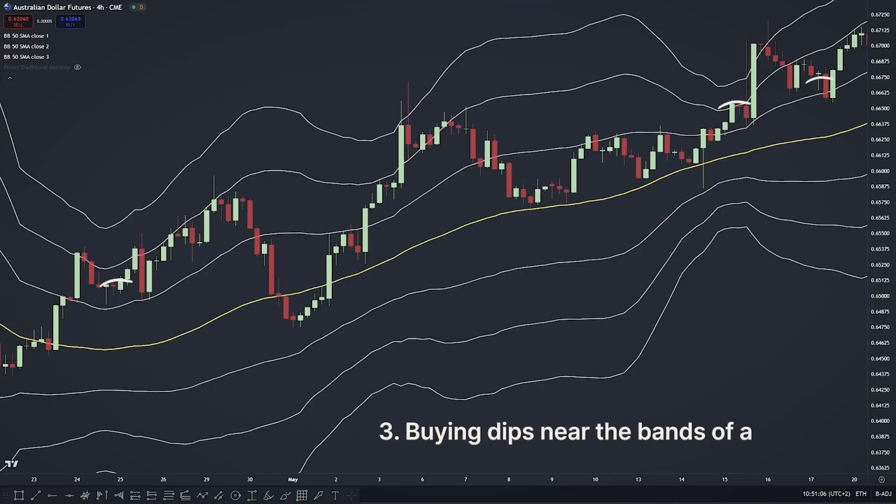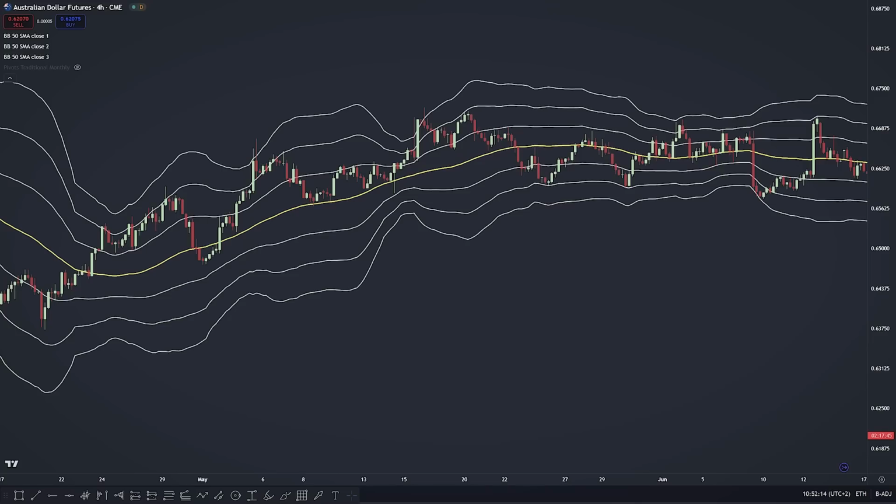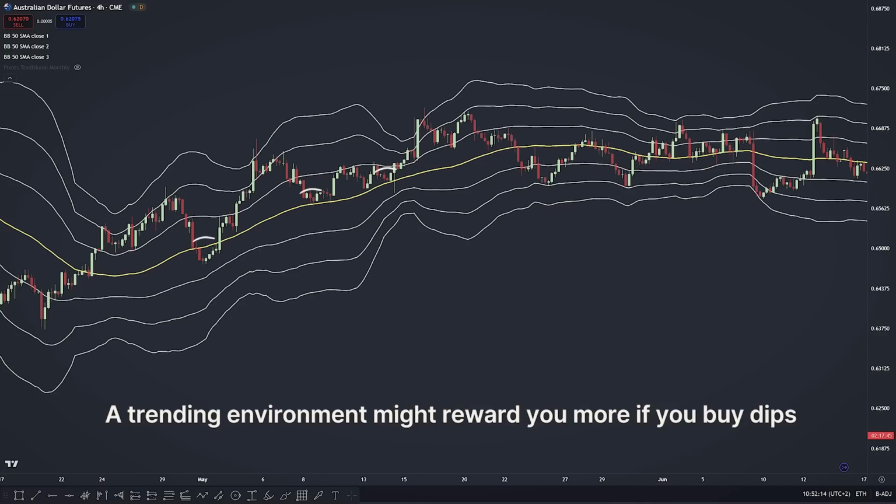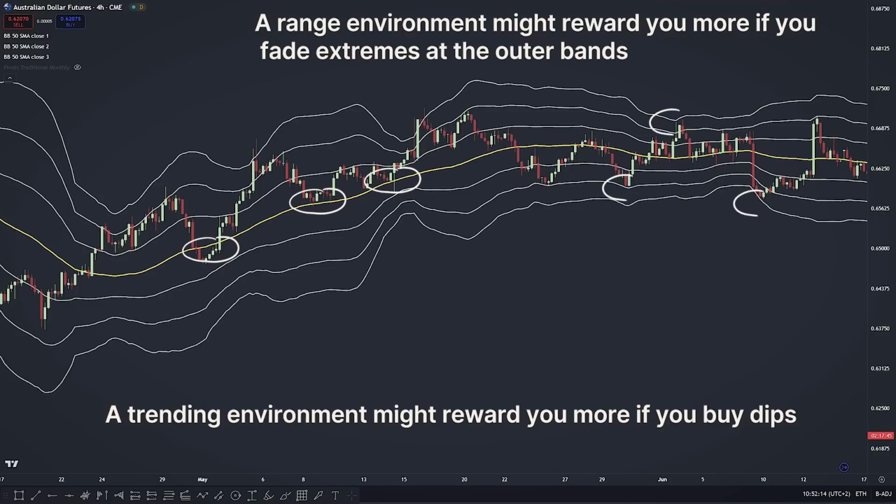Some traders prefer to trade with the trend, buying dips near the lower band of that trend. Others prefer to fade extremes, shorting near the top band or buying near the bottom band if the market is choppy. You decide which method suits you. A trending environment might reward you more if you buy dips. A range environment might reward you more if you fade extremes at the outer band.